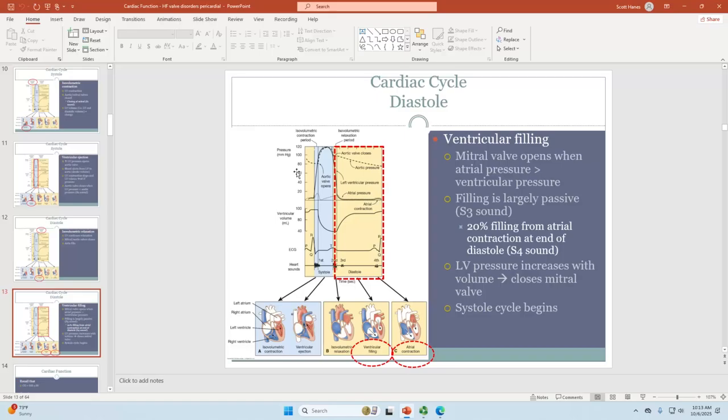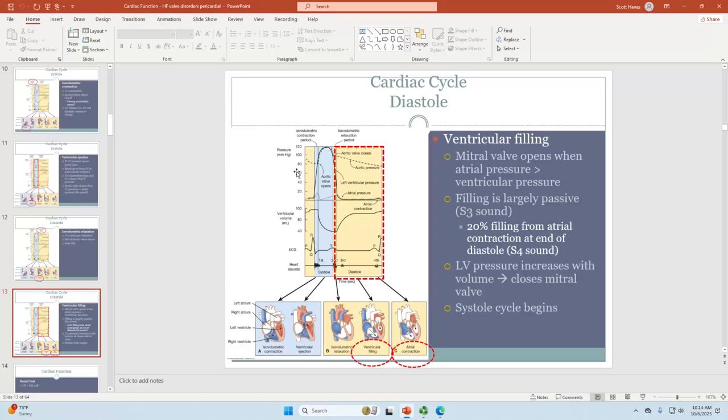So when you're at rest, you're pretty much relying on passive filling. You don't need that 20%, okay? But when you're heavily exerting yourself, that's when you really need that 20% kick of blood filling so that you can increase your cardiac output with more blood, if you will, okay? And so then the left ventricular pressure begins to increase again because the volume is now filling it, and that will eventually close the mitral valve, okay? And then that systolic cycle begins again.